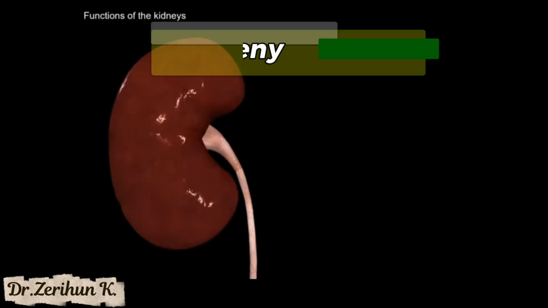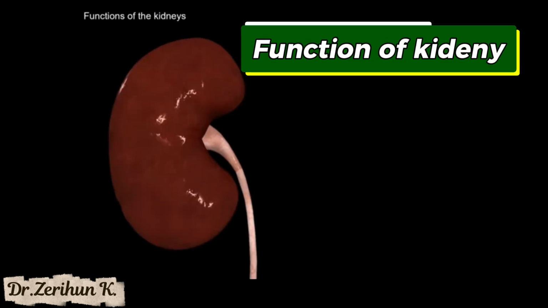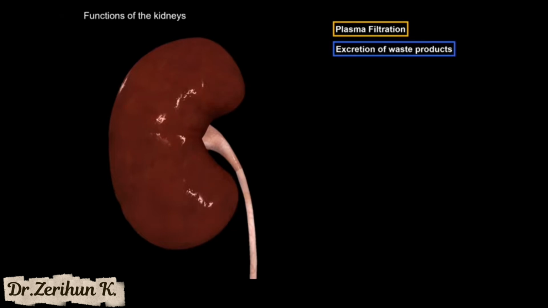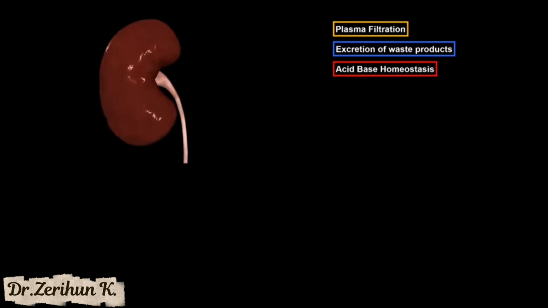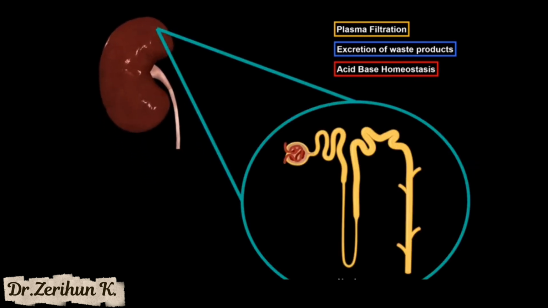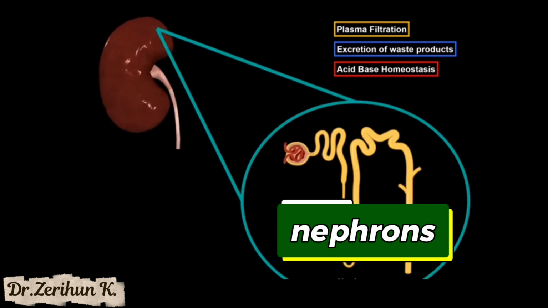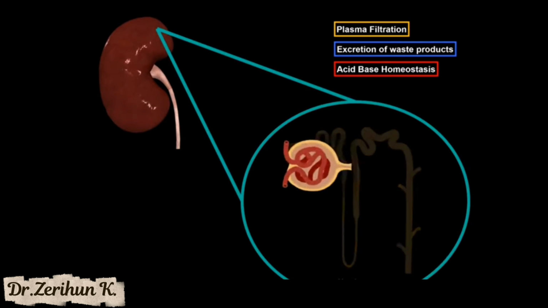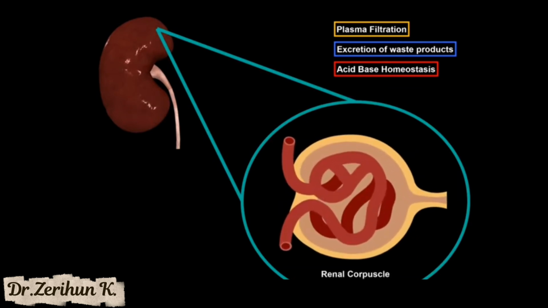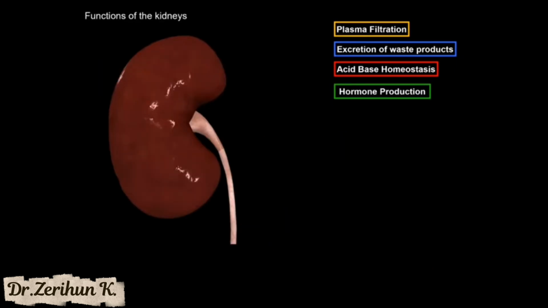The function of kidney, the major function of kidney, is plasma filtration, excretion of waste product, and acid-base homeostasis. That is done by the nephron. The major structure used for plasma filtration is the renal corpuscle, which includes the glomerular capillary. The other function is hormone production. It produces erythropoietin hormone, and it produces vitamin D. It is the site of vitamin D metabolism.